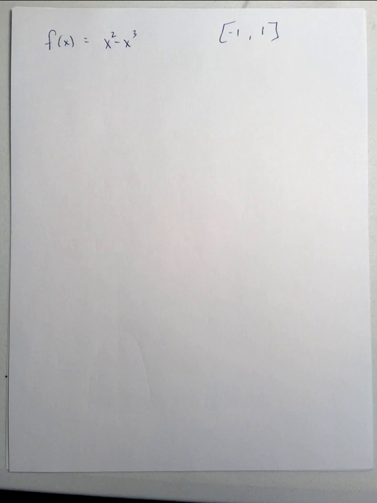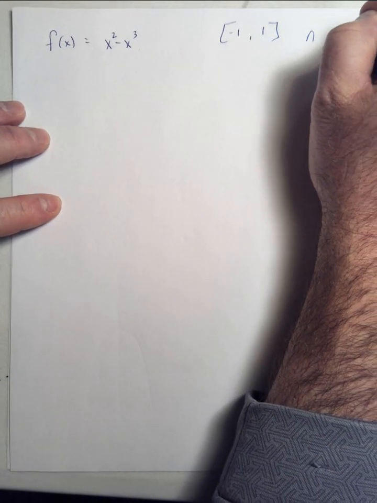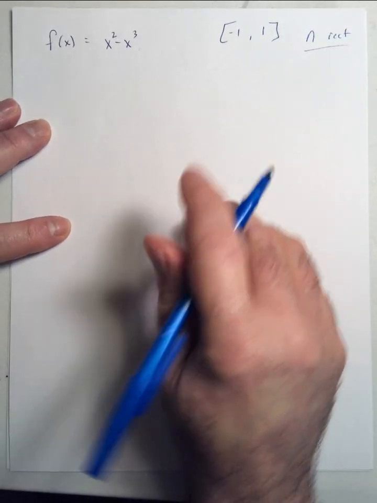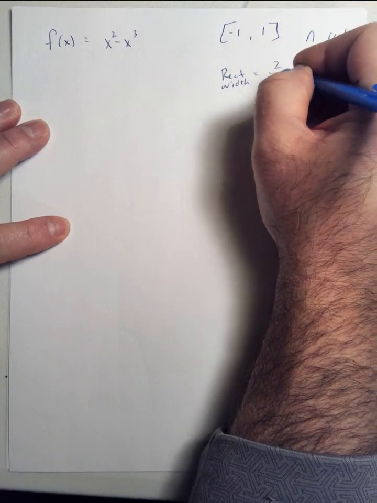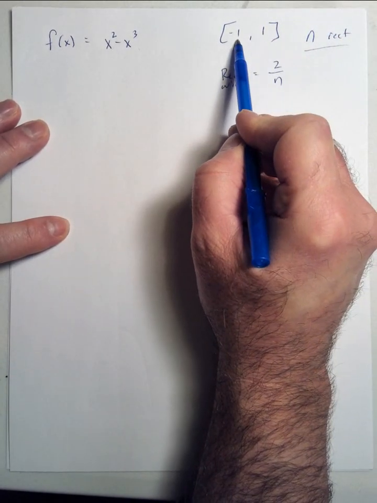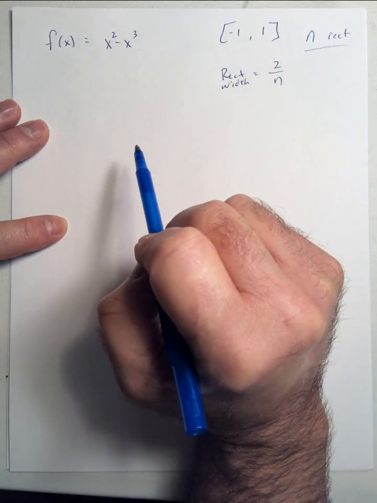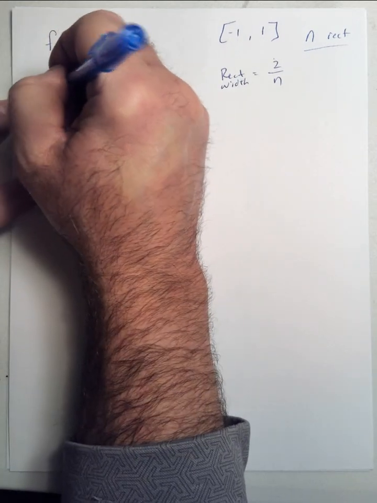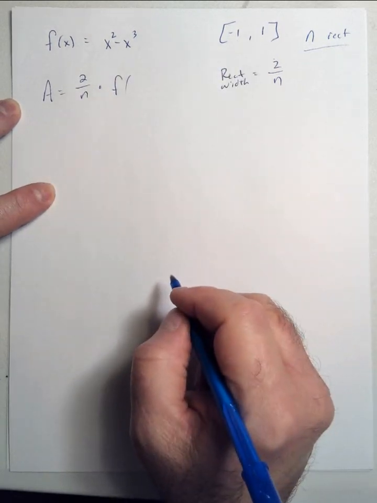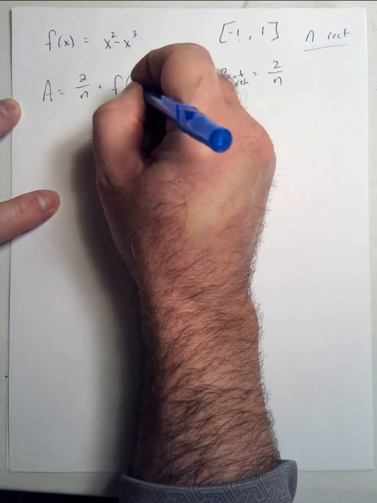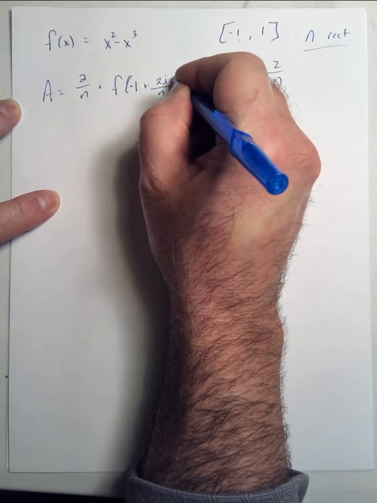Okay. So, again, we need to find, and we're going to look at n rectangles, right? So my interval width is 2. So my rectangle width is 2 over n. Because my interval width is 1 minus negative 1, or 2. And my number of rectangles, so each rectangle is going to have a width of 2 over n. So my area is 2 over n times f of, and then got to find my heights, right? Starting point is -1 plus i iterations of my width.